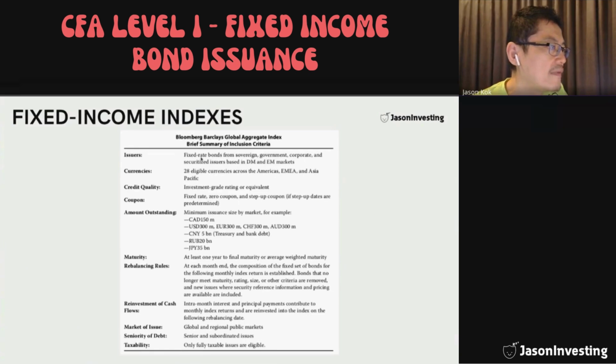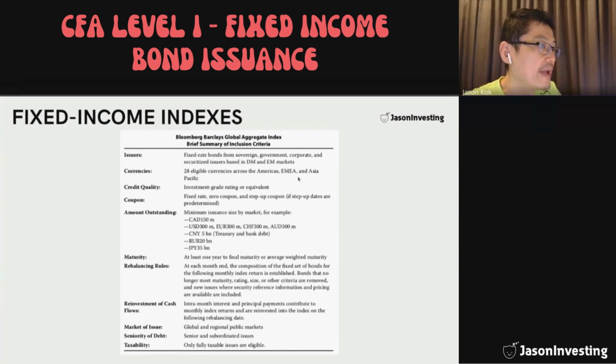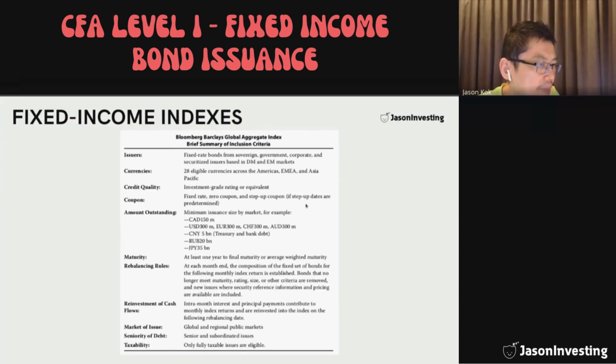These are fixed rate bonds from sovereign, government, corporate, and also securitized issuers based in developed and emerging markets. So it includes both developed and emerging. These bonds are issued in 28 eligible currencies spanning many different regions. This is only investment grade rating or equivalent, which means it doesn't include junk bonds. Coupon: fixed, zero coupon, step-up coupon. If you remember, we did talk about step-up coupon, which is a coupon rate that increments based on predetermined dates.